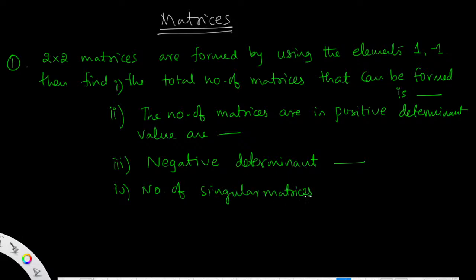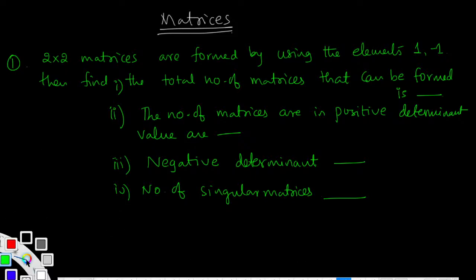In the first year we learned the matrices concept. On the basis of the concept, questions like this are given. So many are there, but the first question is like this: 2 by 2 matrices are formed by using the elements 1 and only minus 1. Then find the total number of matrices that can be formed. Second, the number of matrices with positive determinant value, negative determinant value, and the number of singular matrices. Okay, that is the question.